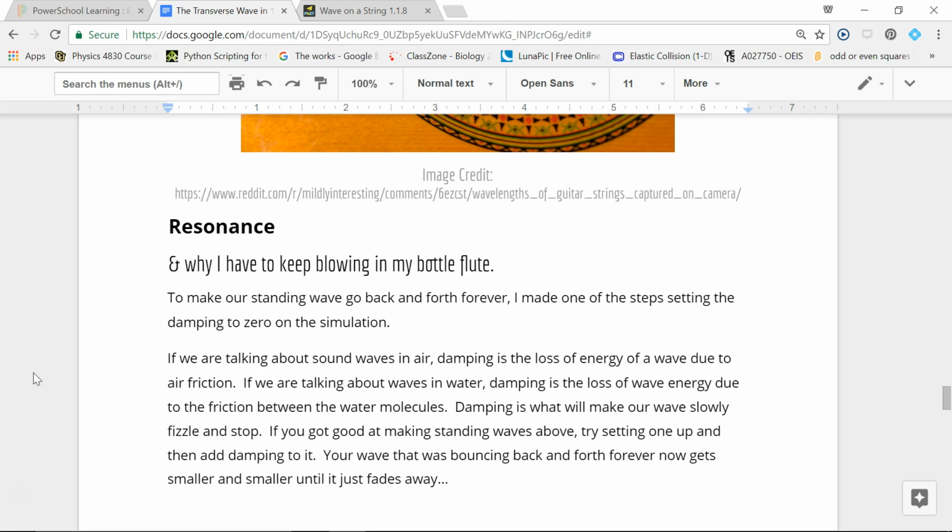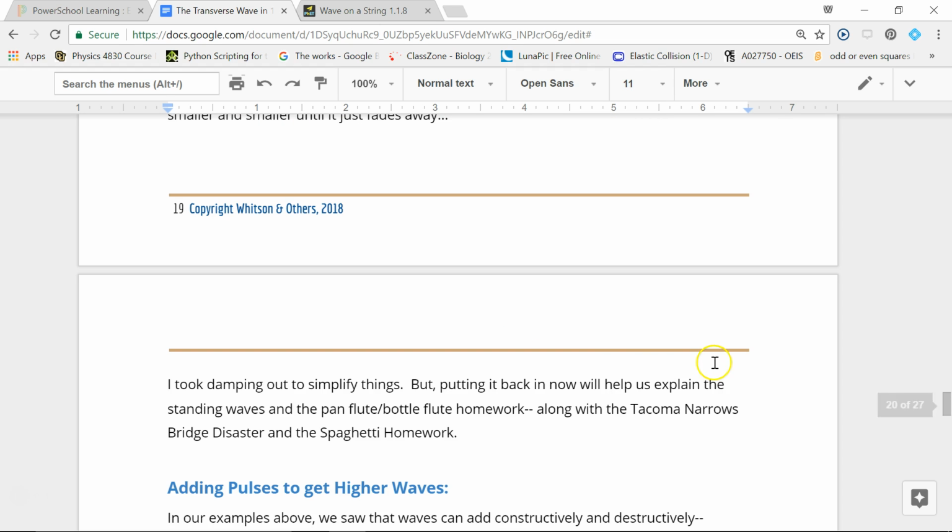Right, let's get to resonance, and this will let us talk about the Tacoma Narrows Bridge in class next week for week 9, which is pretty fun. So we're going to talk about resonance and musical stuff first, and this is the last section in our week 8 package, which is week 8 resonance. Why do I have to keep blowing into my bottle flute if we said there's a standing wave?